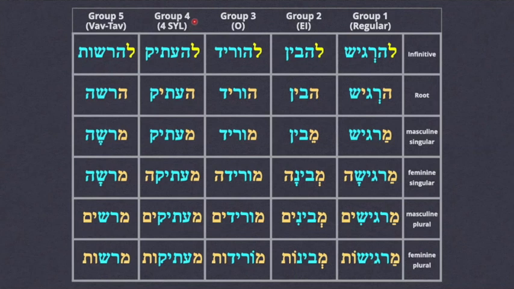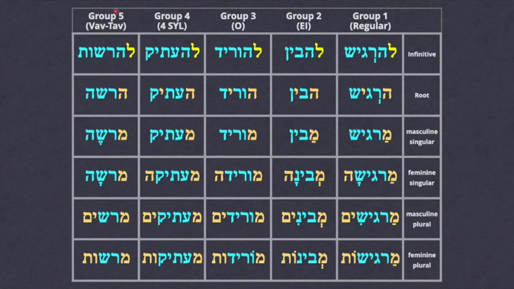Then the fourth group, this is the group where we have 4 syllables. So le-ha-a-tik as opposed to 3: le-ho-rid, le-ha-vin, le-har-gish. The conjugation pattern is basically the same as the regular group. We just have an additional syllable because we have 4 syllables as opposed to 3. So le-ha-a-tik, and then we go to ma'atik, ma'atika, ma'atikim, and ma'atikot.